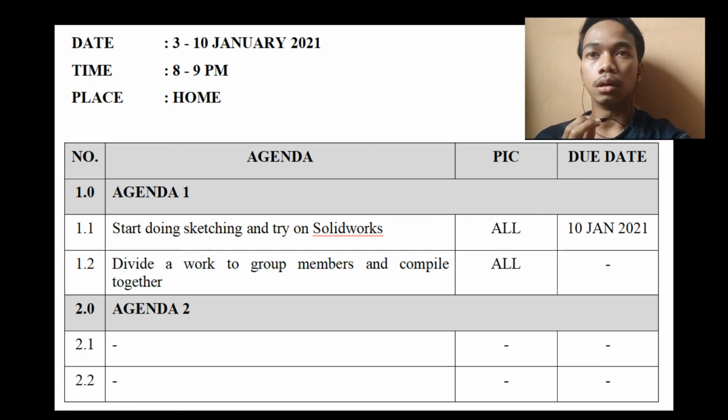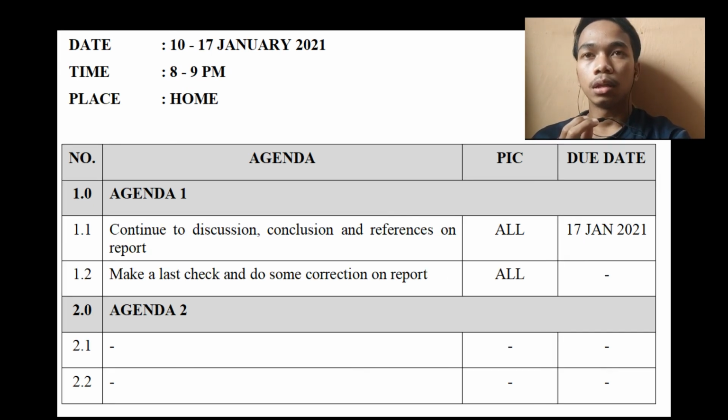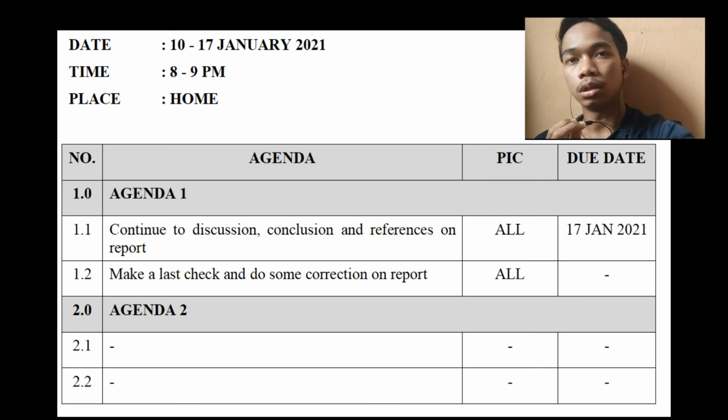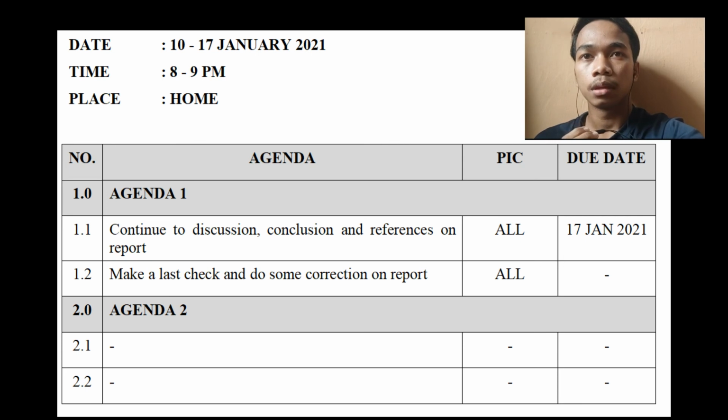Next, 10 until 17 January 2021, 8 until 9 p.m. Place at home through WhatsApp group. We continue with the discussion, conclusion and references in the report. Make a last check and do some correction on the report, including all group members. The last one, that is the last one. Now we are going to the Gantt chart.